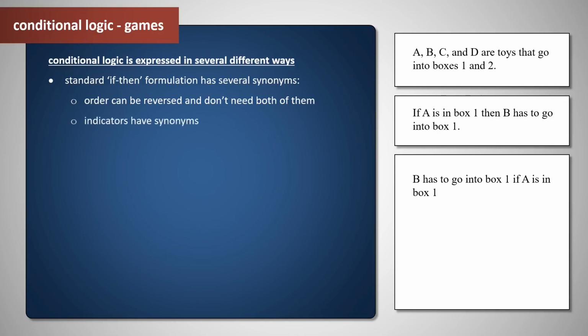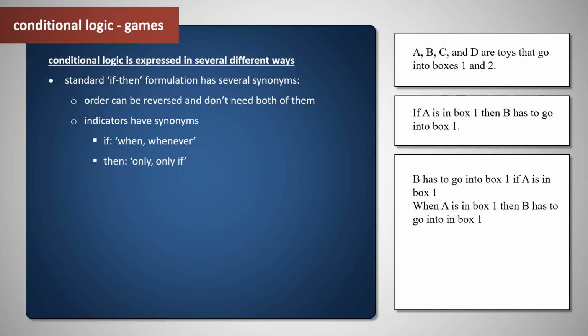You could have synonyms for the indicator, so it doesn't necessarily have to be if and then. So you might have when or whenever. So when A is in box 1, then B has to go into box 1. Or whenever A is in box 1, then B has to go into box 1. That's just another synonym for if. So when you see that, you know that you're dealing with an if-then statement. You're dealing with a synonym for if.